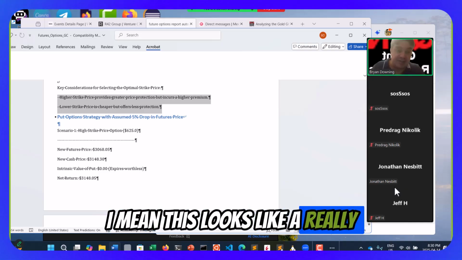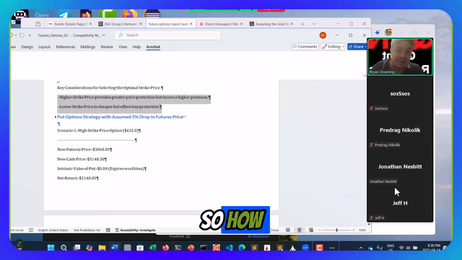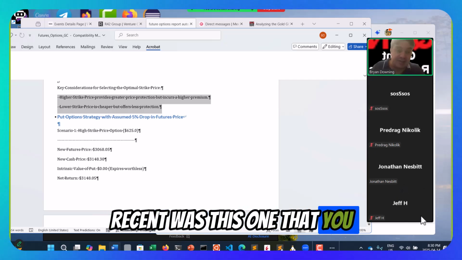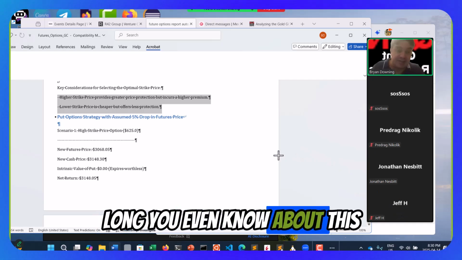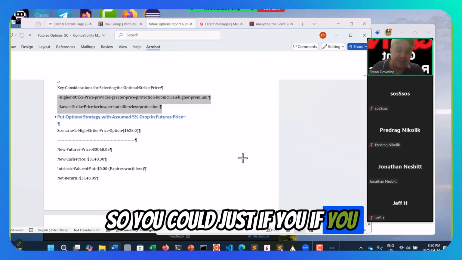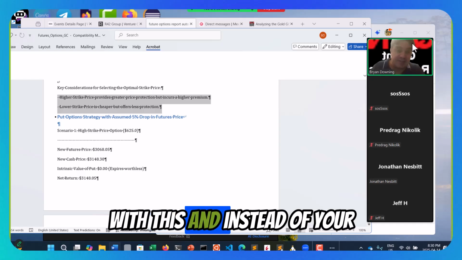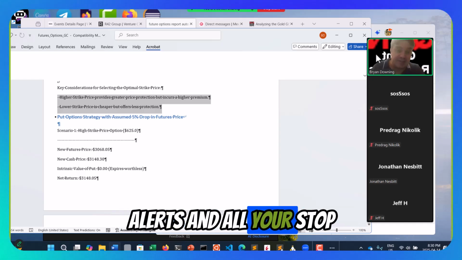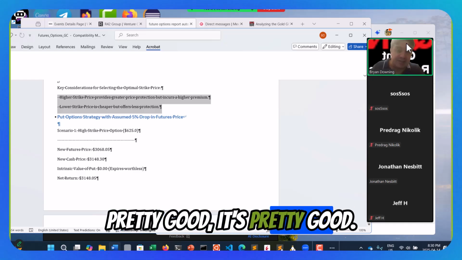This looks like a really good indicator you found, Jonathan. How recent was this, of all the ones that you found? How long have you known about this one? Years. Wow, that's pretty nice. For years it's been one of the best. If you could automate your trades with this and set up your alerts and all your stop losses, man, you could do really good with this. This is pretty good.